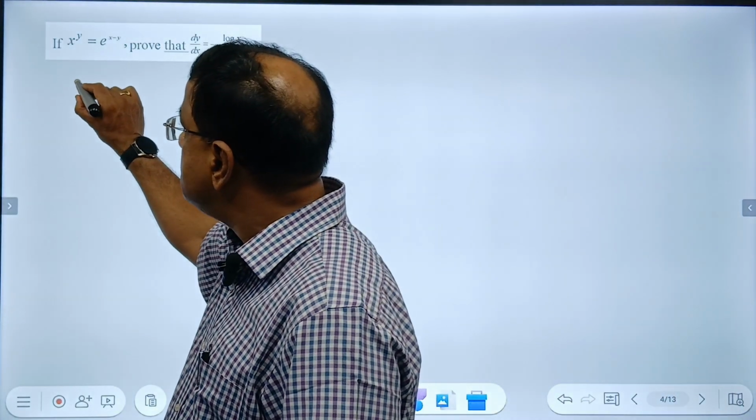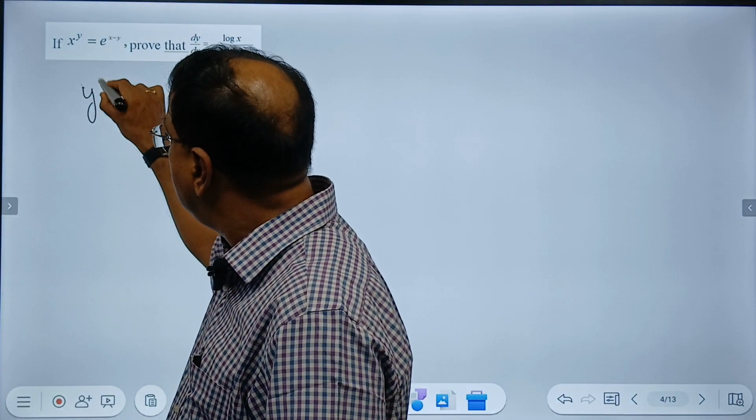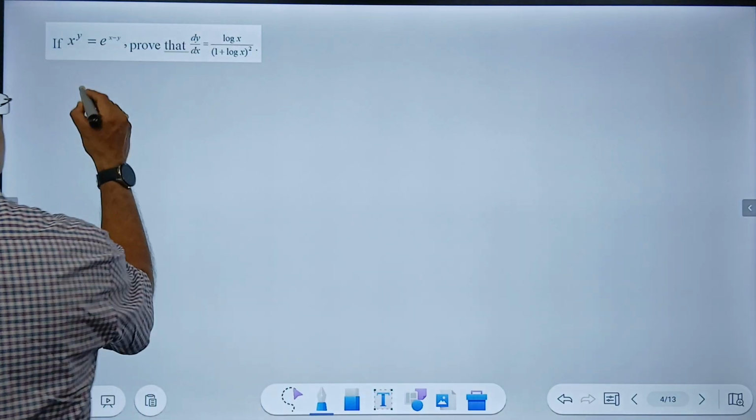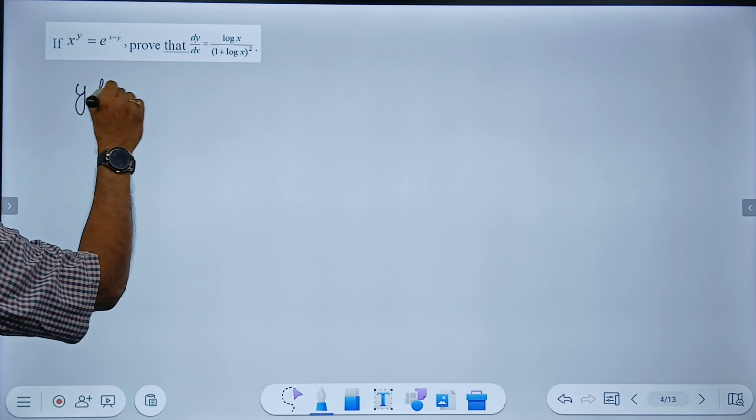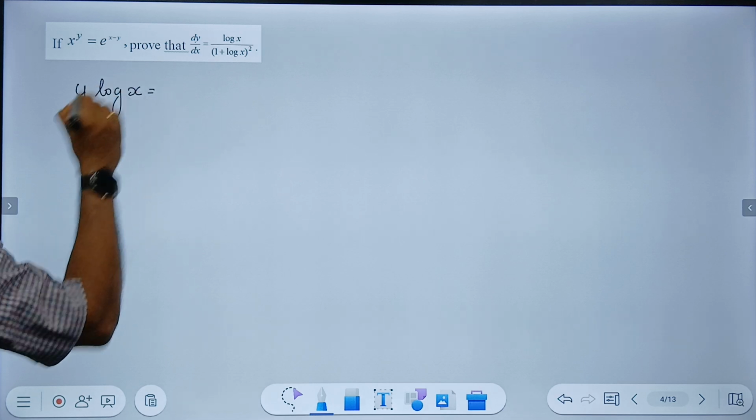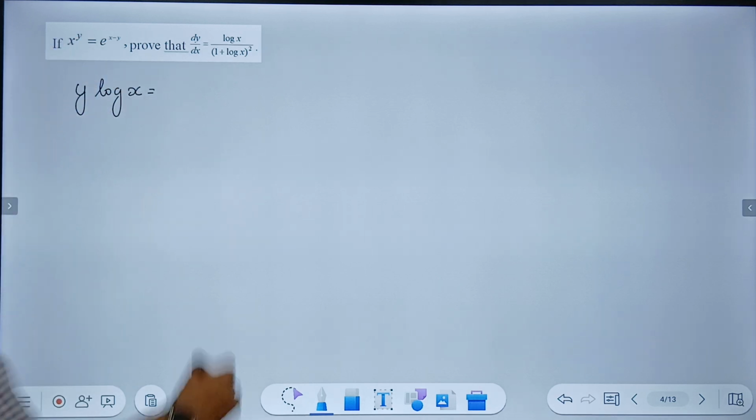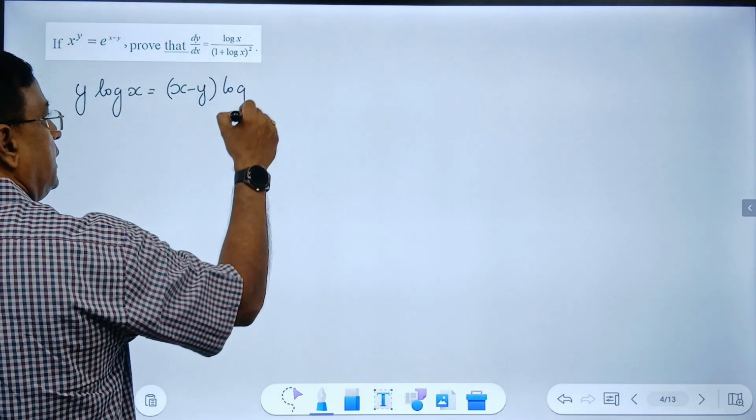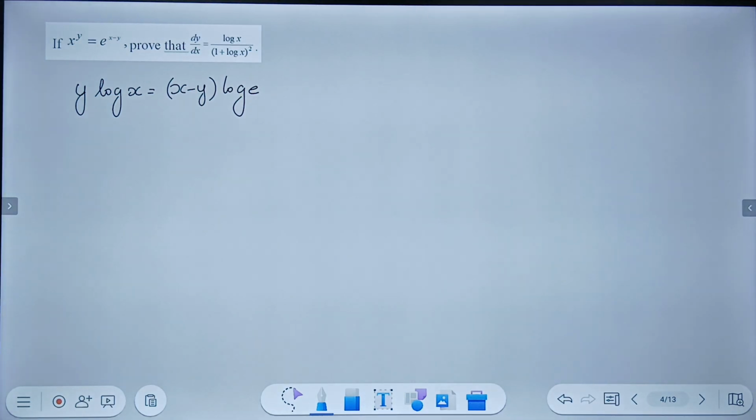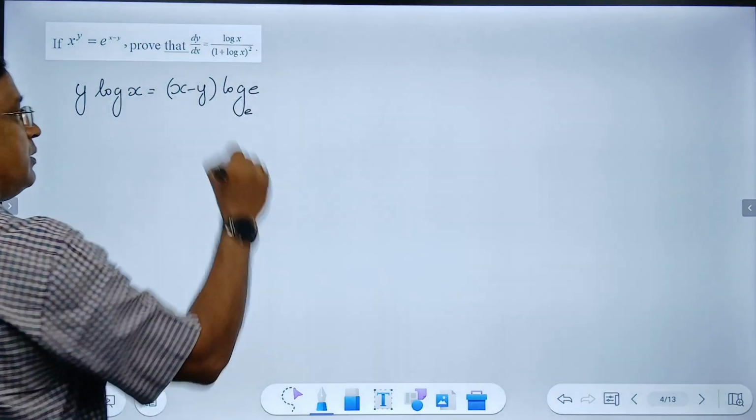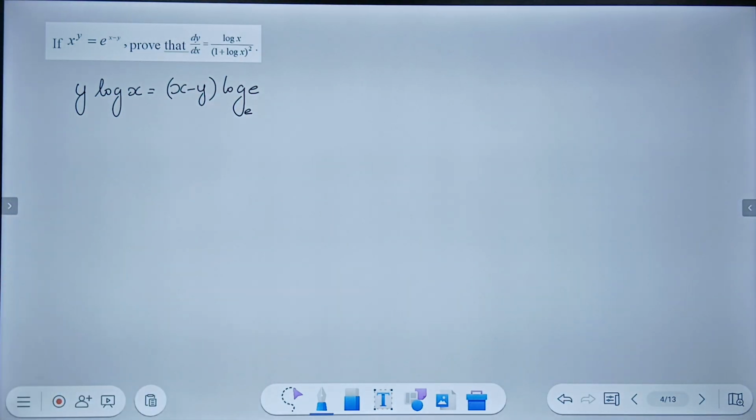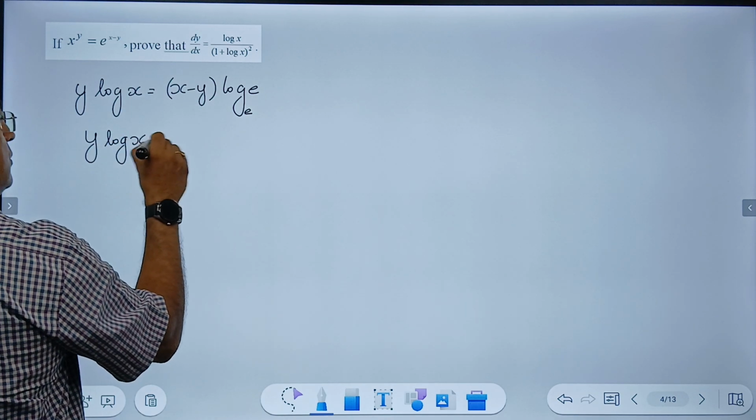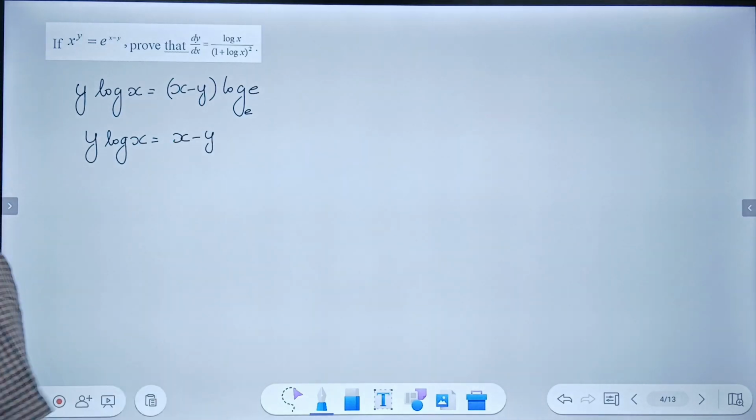If you take log on both sides, what do you get? I get y log x equal to, now this will be x minus y log e, but we know log e base e is 1. So this will become y log x equal to x minus y.